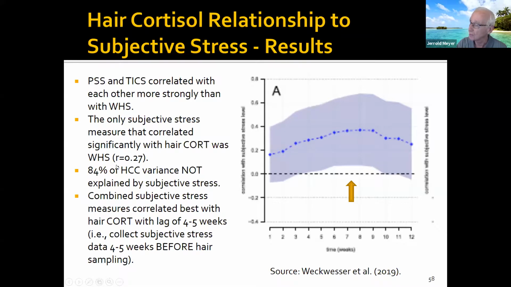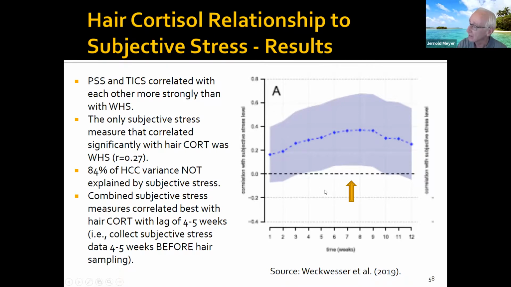Furthermore, of course you can square this and get a variance estimate. So what this means is that 84% of the variance of hair cortisol, if we think about this relationship, is not explained by subjective stress. I'm going to come back to that in a second.